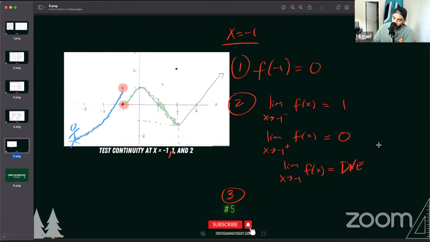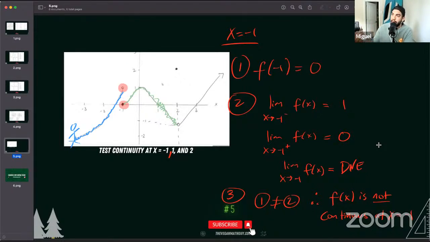So we're going to say 1 does not equal 2. So condition 1 and condition 2 are not equal to each other. Therefore, f of x is not continuous at x is equal to 1 or -1. Okay, that's important to understand.